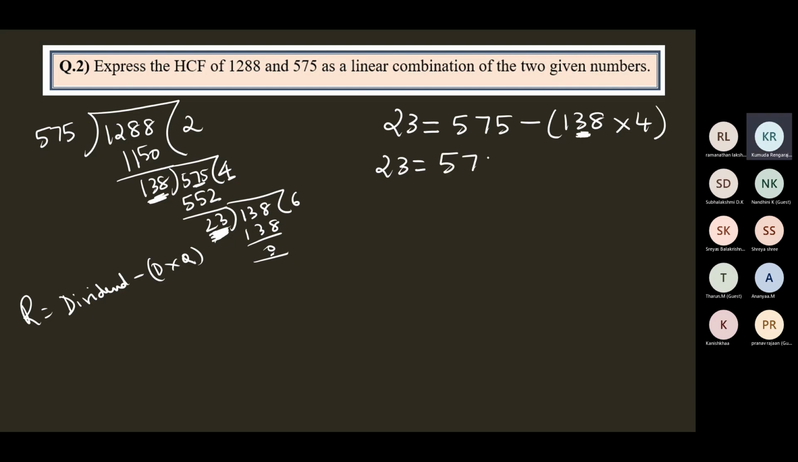So write this 575 as it is, minus sign as it is. This is for 138 into 4. Now what is 138? Its dividend is 1288. Dividend minus divisor into quotient: 1288 minus 575 into 2.